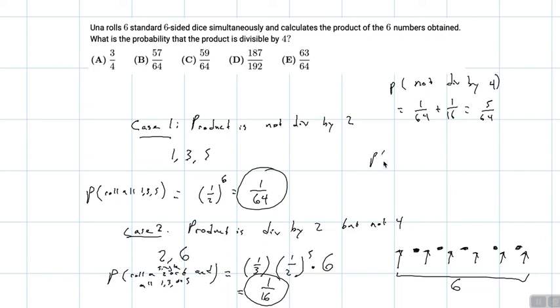So therefore, the probability that it is divisible by 4 is 1 minus 5/64, which is 59/64. So the answer is choice C.